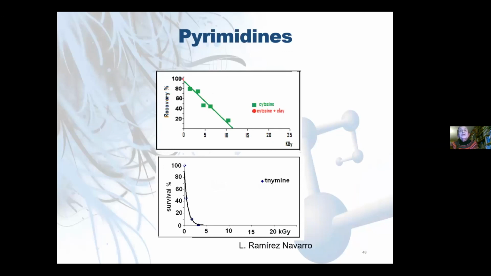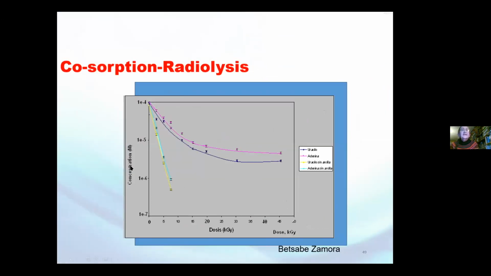With the pyrimidines it was also similar with cytosine. This is a very labile molecule that decomposes very fast in aqueous solution, but with the clay, the survival increases. Thymine is not absorbed at all in the clay and is very labile. The amount that is sorbed is at the edges, so it was not protected. So these are the results for the coabsorption radiolysis experiment, in which we observe the clays can protect the molecules that are sorbed on them.